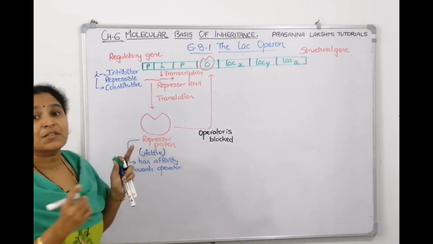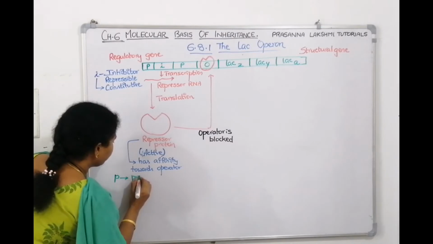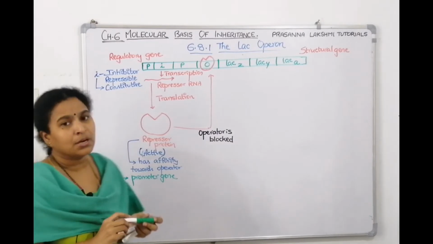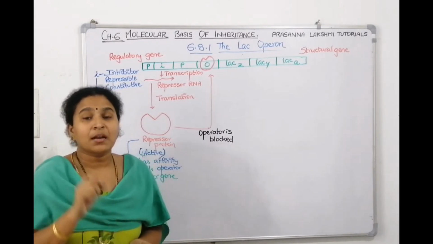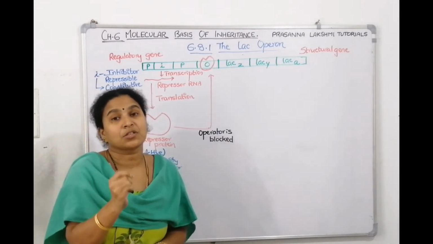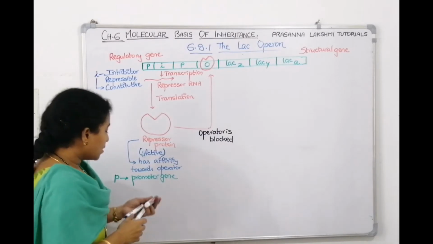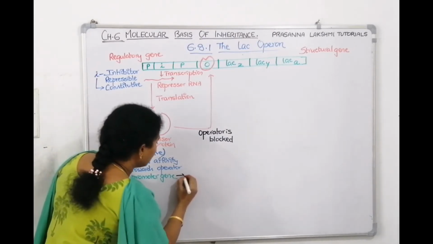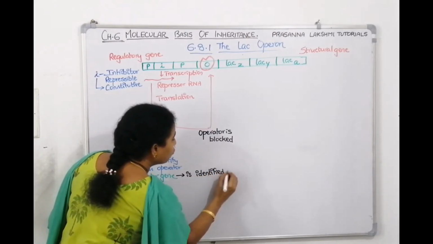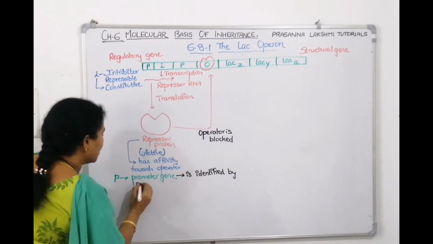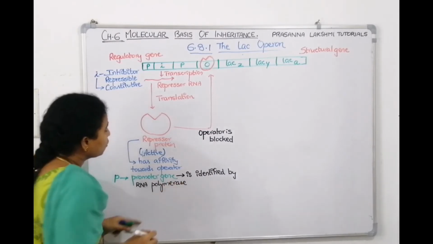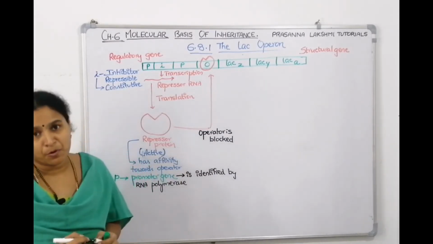What is P? P stands for promoter gene. In a transcription unit, promoter, structural gene, and terminator will be there. Promoter is the place where RNA polymerase identifies, comes and binds, and starts the process of transcription, isn't it? Now, what is the function of the promoter gene? It is identified by the RNA polymerase, so it wants to come and bind here to the promoter gene.